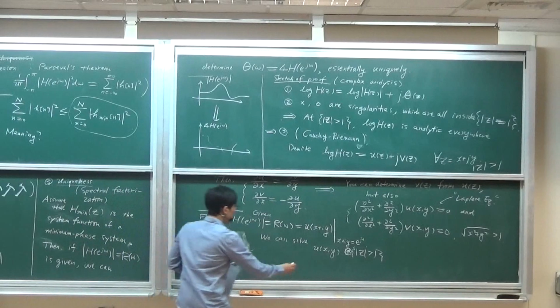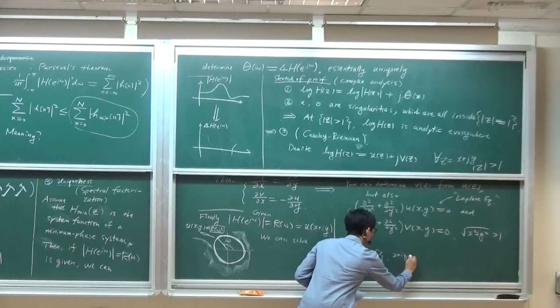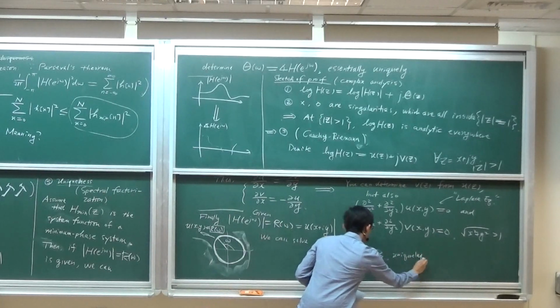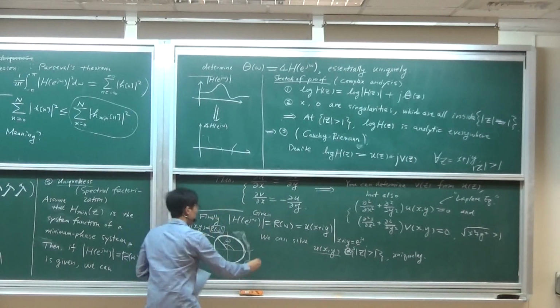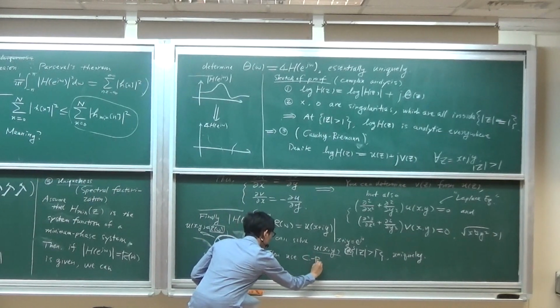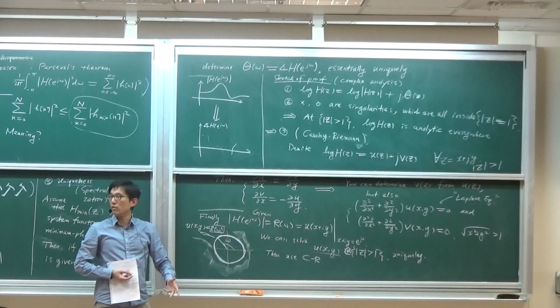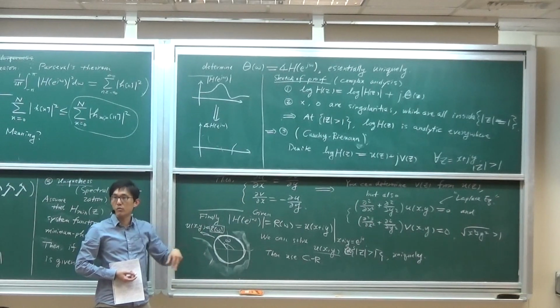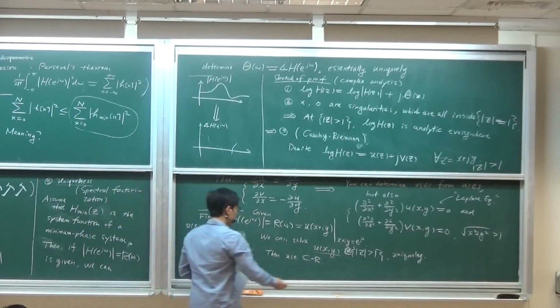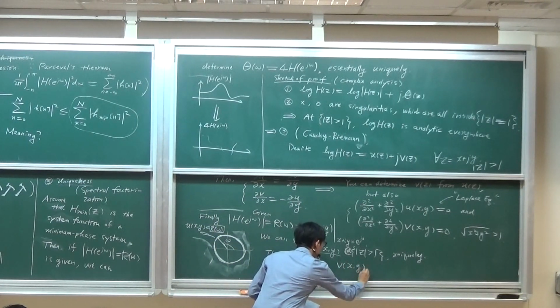Once we uniquely determine u of xy, we can use the Cauchy-Riemann relation to obtain v of xy over the same region, which is outside the unit circle, everywhere, because of the Cauchy-Riemann relation. Is that okay? Using the Cauchy-Riemann equation, v of xy can be determined.